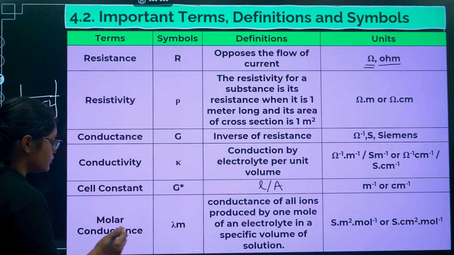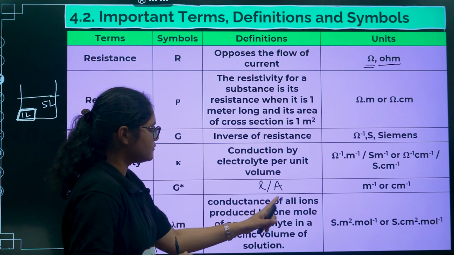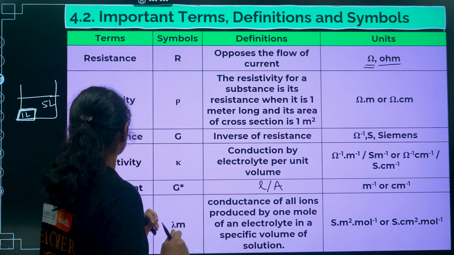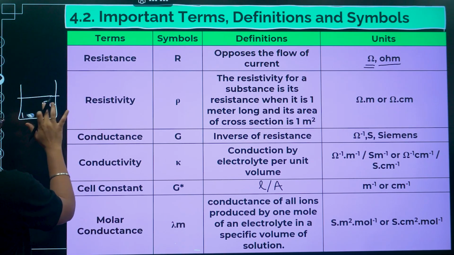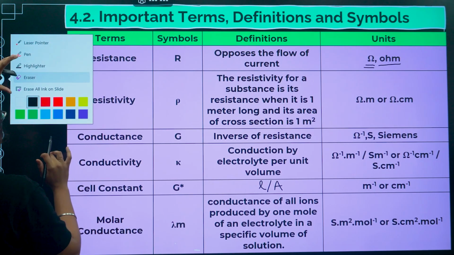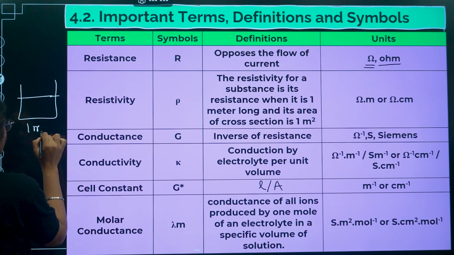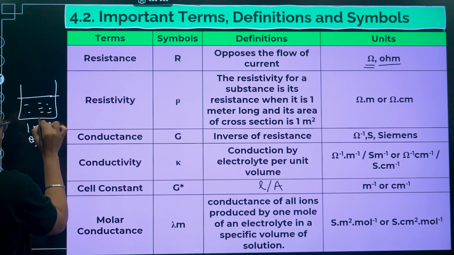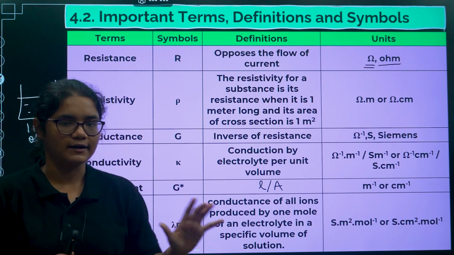Next, coming to molar conductance, denoted by lambda m. What is the meaning of this? Conductance of all the ions produced by 1 mole of an electrolyte in a specific volume of the solution. Here you need to consider 1 mole of electrolyte. In that, some ions will be produced. So whatever is the conductivity of this 1 mole of electrolyte, that is called molar conductance. Clear?